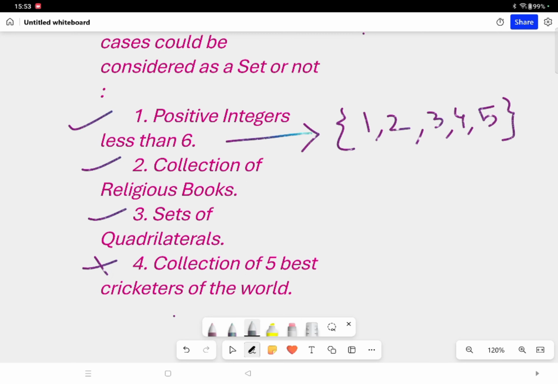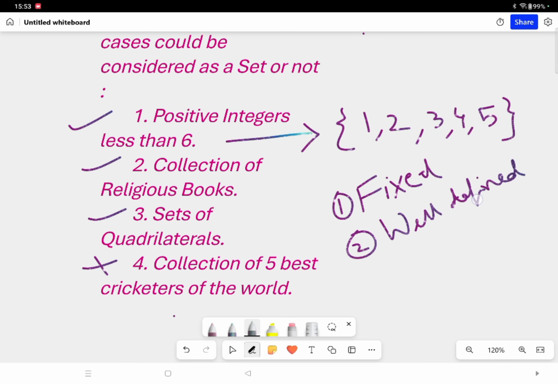So what are the two main criteria to be a set? The first one is it has to be fixed. The second one is it has to be well defined. If these two conditions are satisfied, then we can say that yes, it is a set.